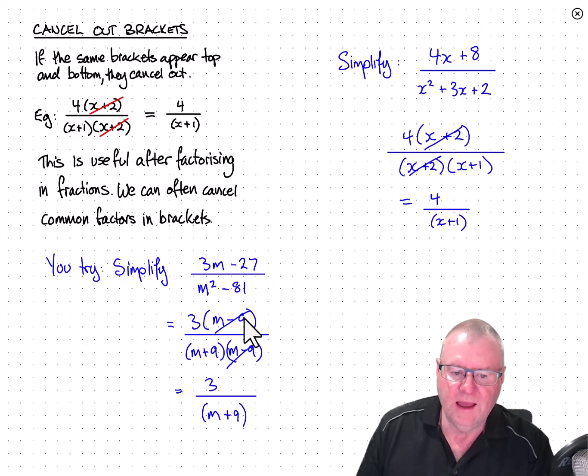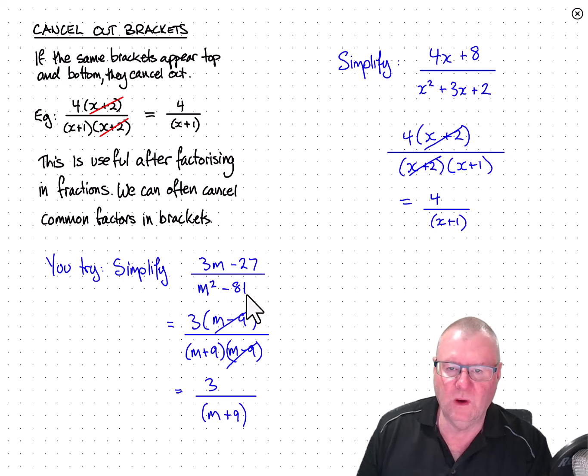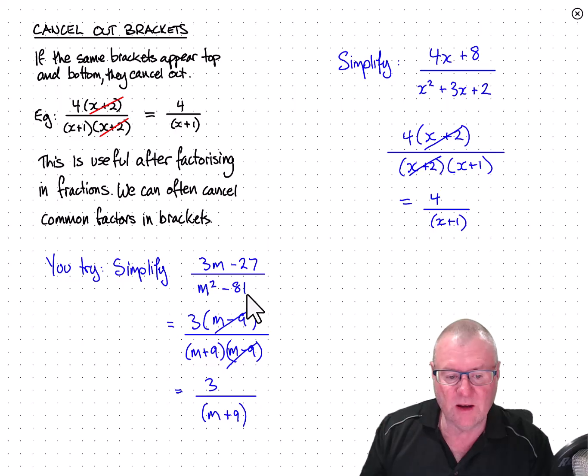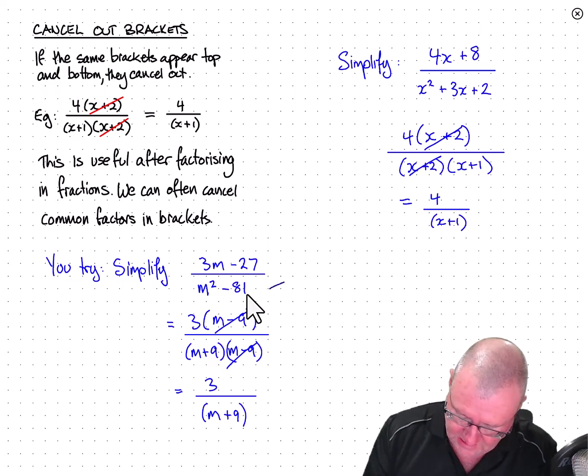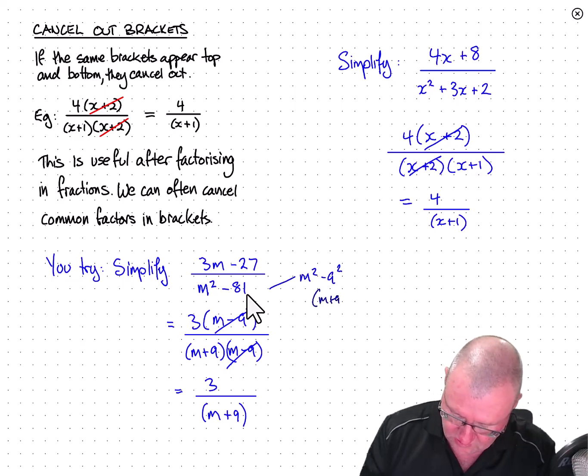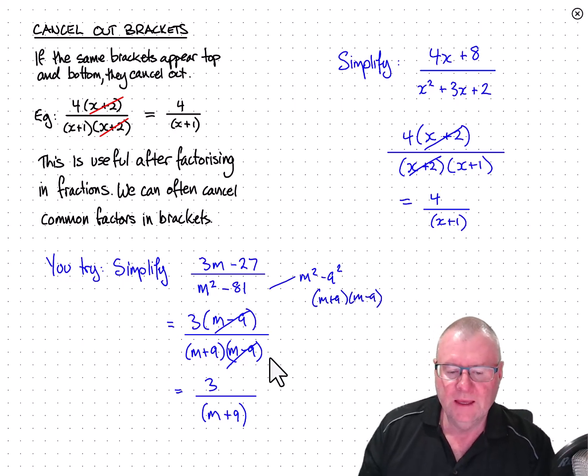M squared minus 81. Well, I'm looking for square numbers, and I can see that that could be written as m squared minus 9 squared, which means it's a difference of 2 squares, so it's going to be m plus 9, m minus 9, which is what I've got down here.